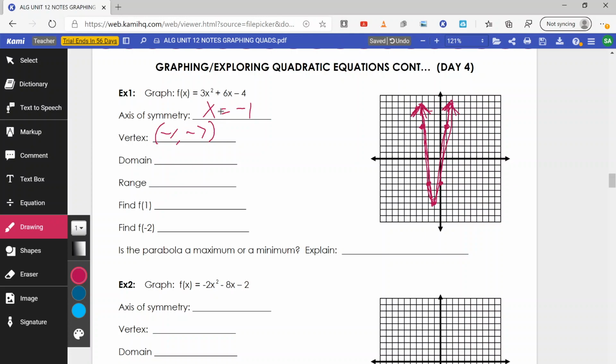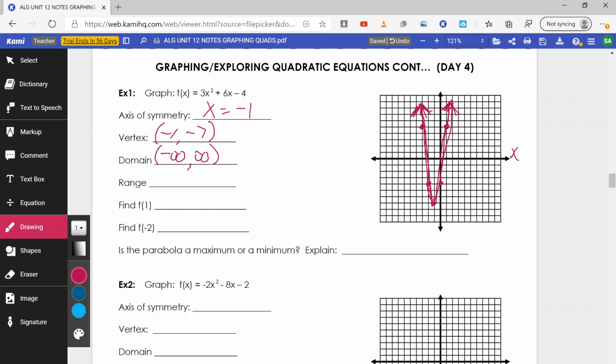Domain is the list of x values going from left to right, just like reading a book. So these arrows, despite it being a very narrow parabola, are going up and left forever and ever, and we're also going up and right forever and ever. So the domain, because I go to the left infinitely, we have -infinity, and we go all the way to +infinity. Again, we use parentheses because we can't technically solidly hit infinity.